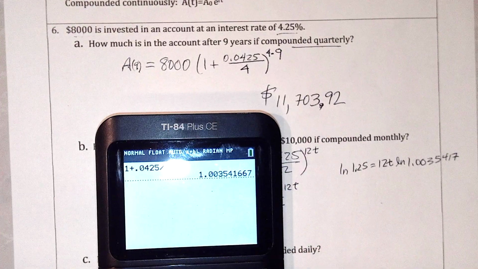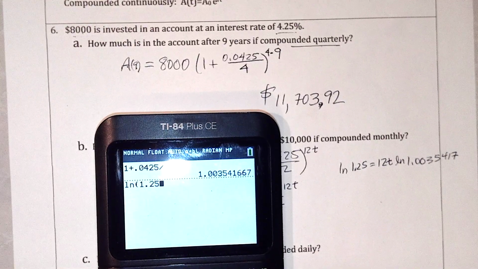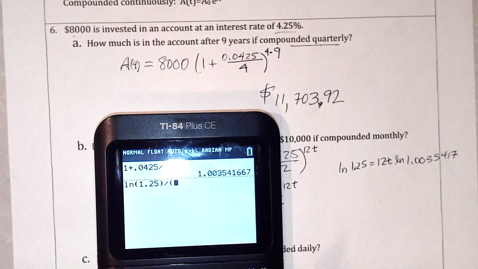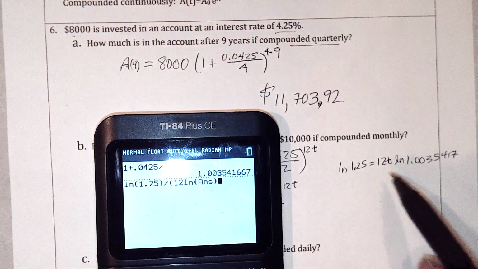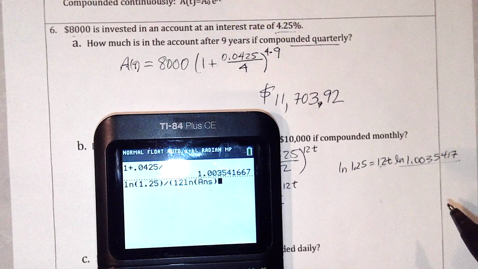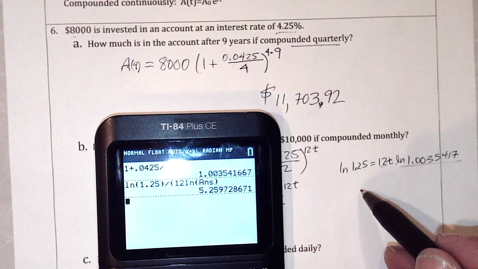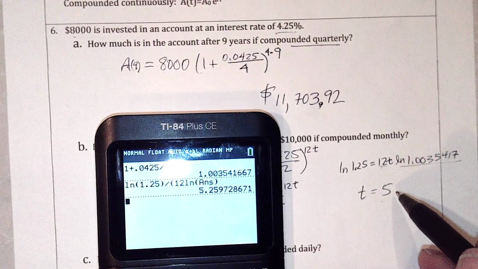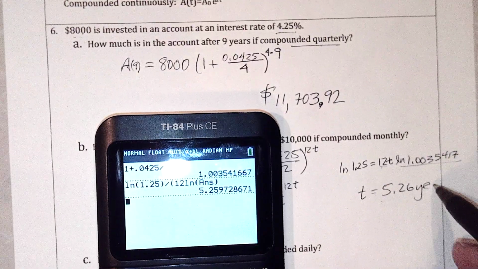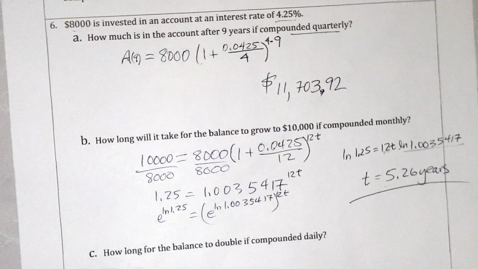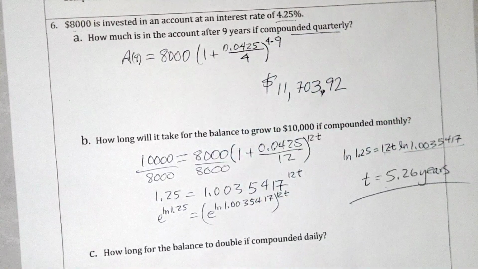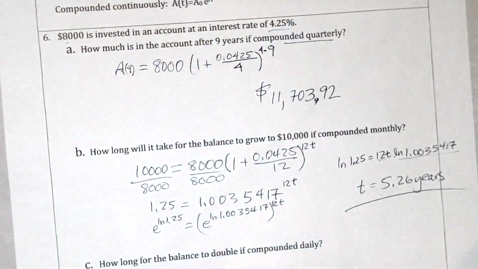I'll just do that on the calculator. So I need ln of 1.25, close parenthesis, divided by two things, so I got to put it in parentheses, 12 times ln of that last answer, and that would get rid of the 12 and the ln of that, and so I press enter and I get t equals 5.25 years, 5.26 years, for it to go from 8,000 to 10,000. In 9 years, it makes it all the way to 11,000. But this is quarterly, this is monthly, this one will grow faster than the other.